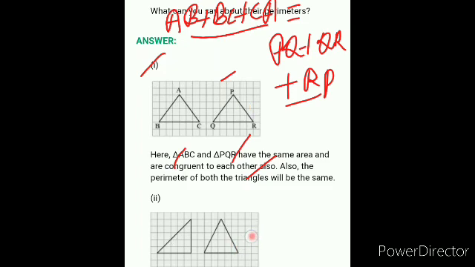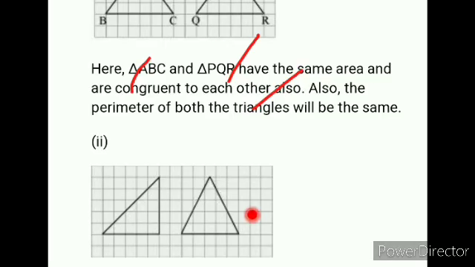But in the second case, the triangles are not congruent, yet in some cases the areas are equal, because of their base and height. Here the base and height of these two triangles are equal. The base is the same measure, and the height is the same measure. If two triangles have the same base and the same height, height in the sense of the perpendicular line, that is the altitude.